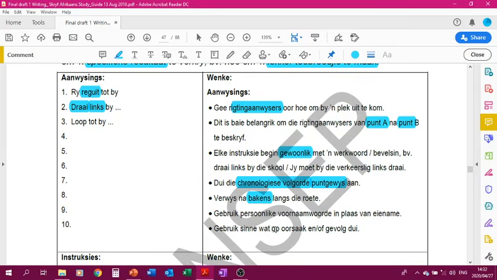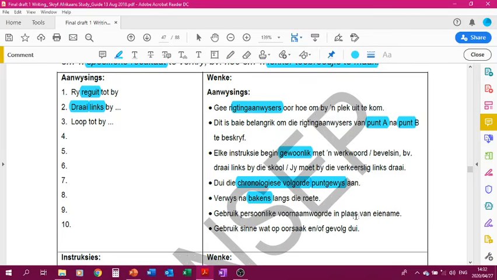Bakens are landmarks. And please guys, landmarks will be things like the KFC, like the school, like a church, like a monument or a statue of some kind. Not the big tree or the purple flowers, okay? Because those things can disappear quite easily.